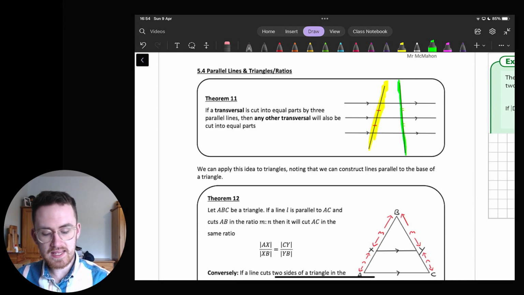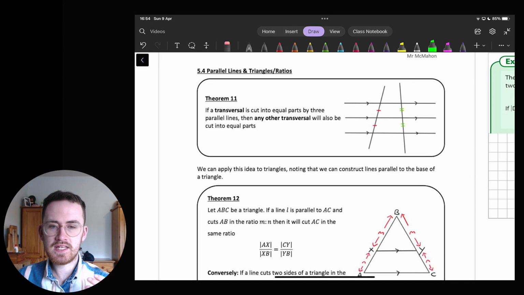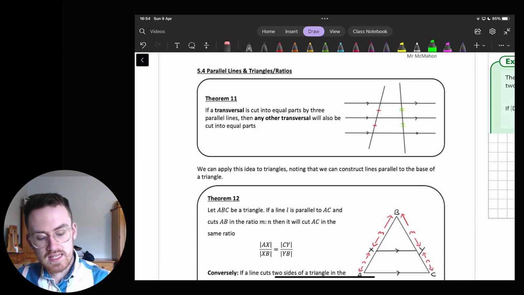Now those parts might not be equal to each other, they could be, but they don't have to be. What we mean is that this section here will be the same as this section here. And the same thing goes on the first line, and I've marked them in red there. That section would be the same as that section.